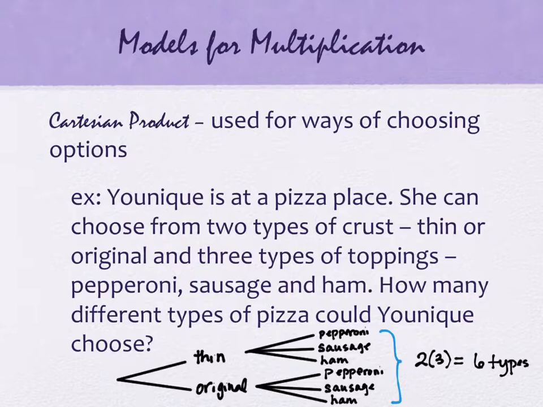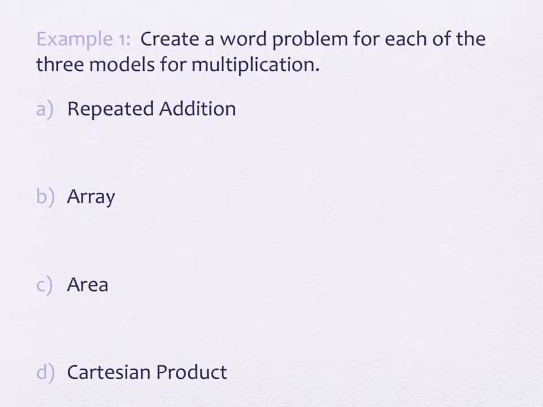All right, so what you're going to do now is you're going to push pause, and you're going to create 4 examples, one of each of the 4 types of word problems for repeated addition, array, area, and Cartesian product. And once you've done that, go ahead and hit resume, and you can move on with me to the next part of the lesson.